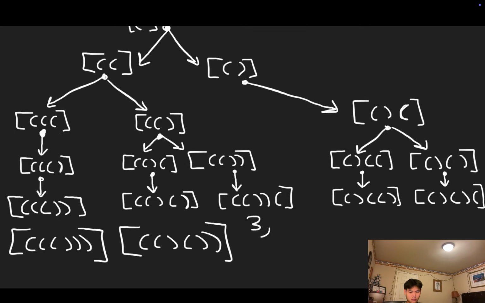Because each of these now has 3 open and 2 closed, all we need to do is add another closing parenthesis. And for this one, we also are just adding a closing parenthesis. And lastly, this one, we're also adding a single closing parenthesis.